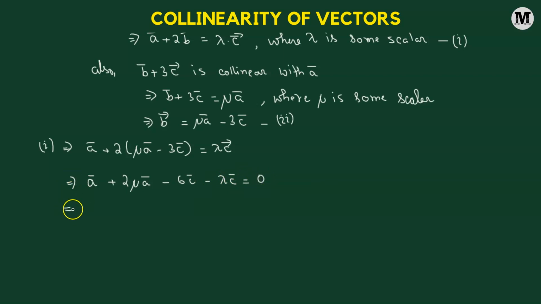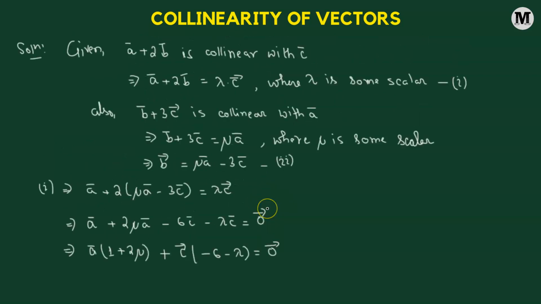Now we can combine all the like terms. So here if we take a vector as the common factor, we have a vector multiplied by 1 plus 2 times mu, and we take c vector as the common factor, so we have negative 6 minus lambda. This will be equal to 0, but we have to be careful here. This is a vector because on the left hand side we are operating with vectors, so on the right hand side we should get a vector as well, and it's going to be the null vector.